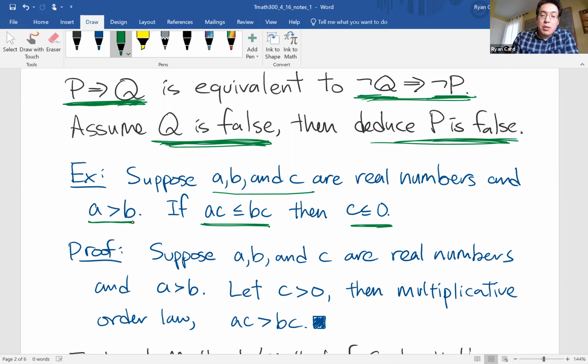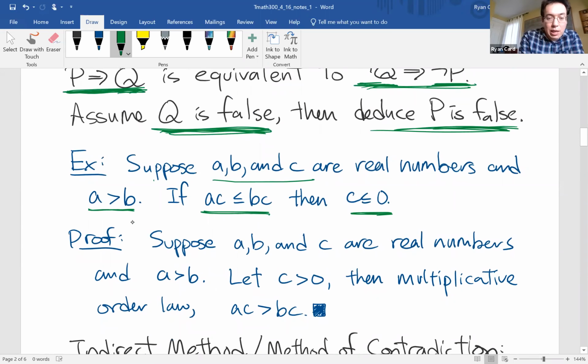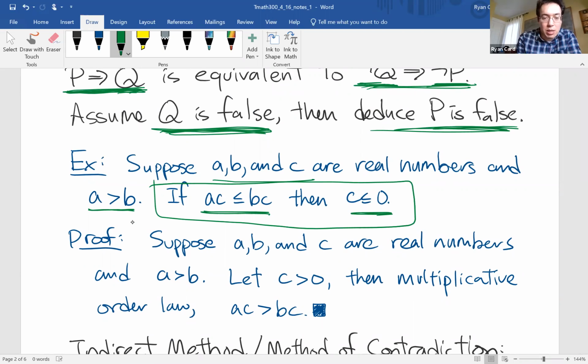Okay. So let's see if you can prove this using this contrapositive method. So this is the implication here. Everything before it is a setup. So I'm just going to copy the setup first. So suppose A, B, and C are real numbers, and A is greater than B. So that's the given setup, so I'm just going to write it down.